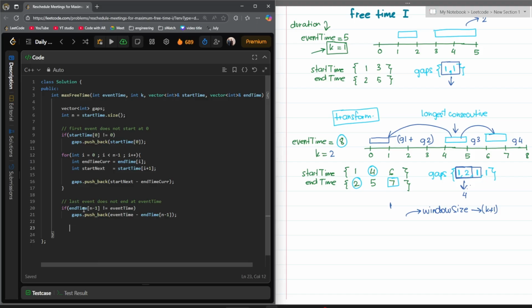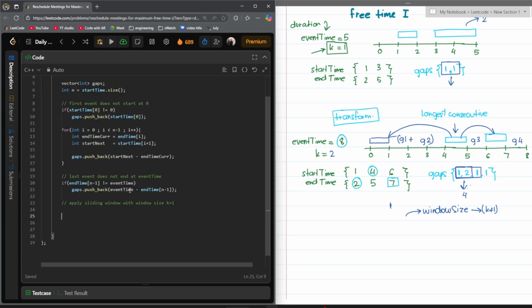Right. Then what we need to do? So at this point we have the gaps array. Now what we simply have to do is apply sliding window with window size k plus 1, standard sliding window, right? Nothing new, literally nothing creative over here, just standard sliding window. So I will create an answer which is 0, and I will create the initial sliding window. So for int i equals 0, i less than k plus 1, i plus plus, I will say, okay, ans plus equals whatever gaps of i is.